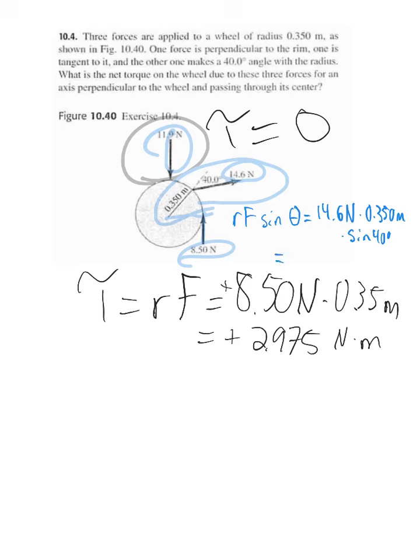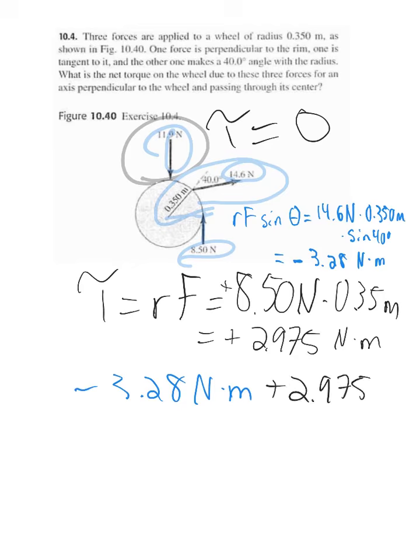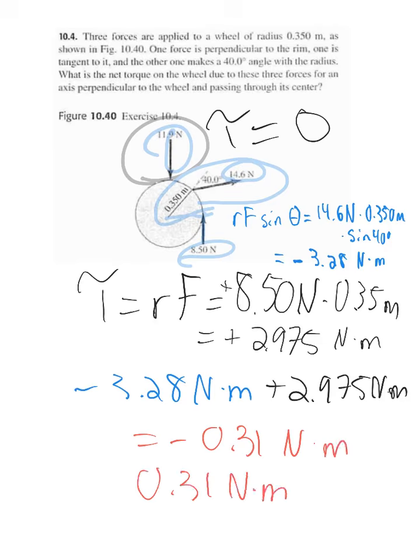When we solve all that, we get 3.28 Newton meters. But notice that one will make it turn clockwise, so that will be a negative one. So then we've got to put those two together. We have negative 3.28 Newton meters, and we've got plus 2.975 Newton meters. Put those together, you're going to end up with negative 0.31 Newton meters, or just 0.31 Newton meters clockwise, because it's a negative torque.